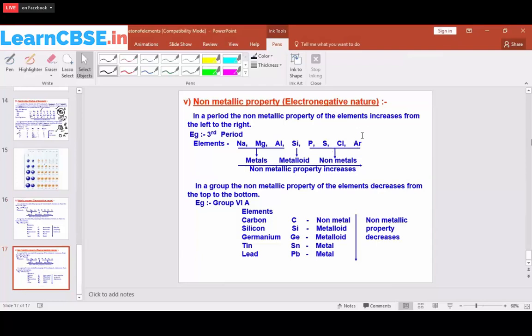This is the most non-metallic character. It will gain electrons easily and easily becomes negative ions. That's why we call it the electronegative nature.